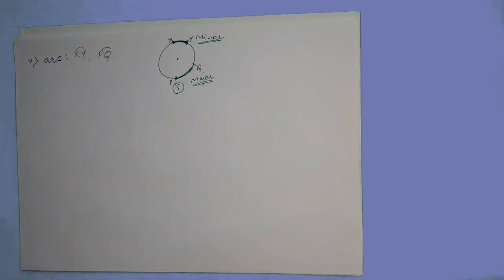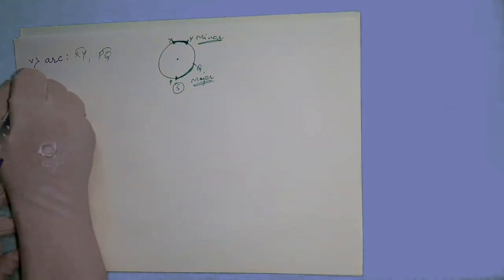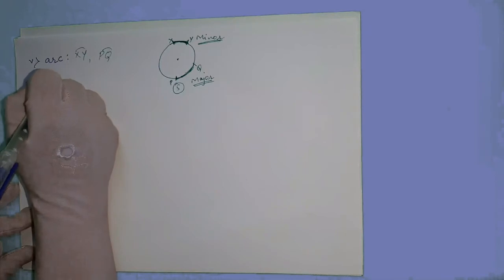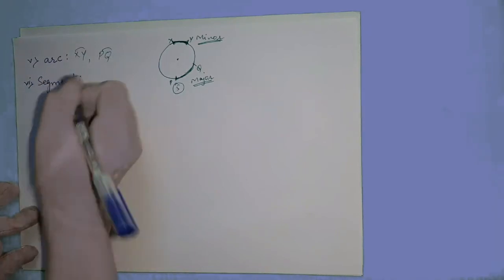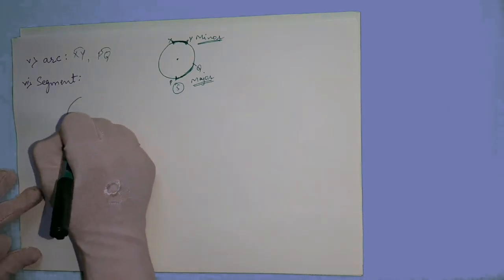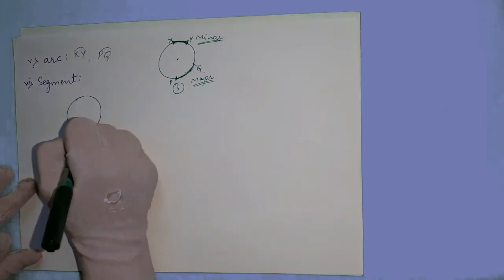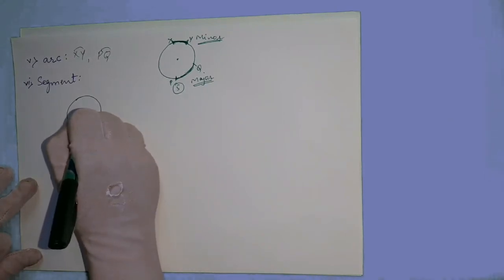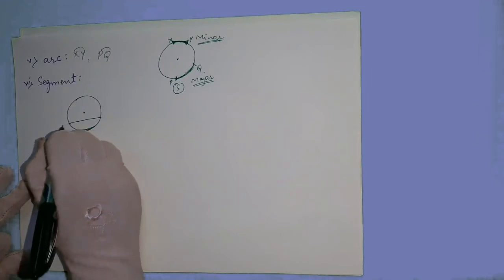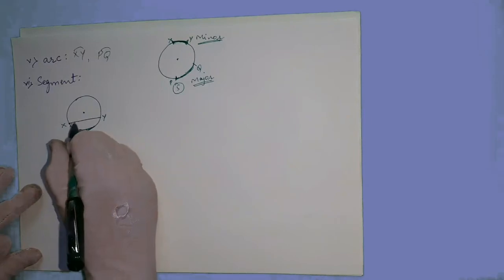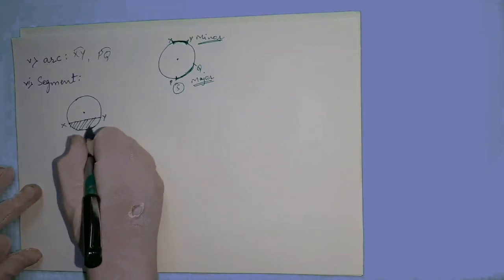sixth point, segment. So for the sixth one, first we will draw the figure here. If this is your center O and this is your X and Y, this part is called your segment.